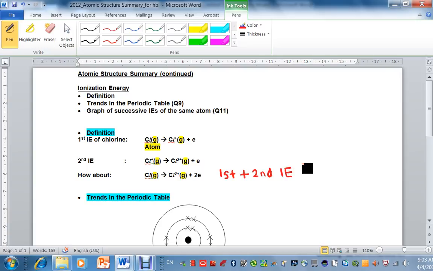I think you should be able to see that if I add these two equations up, the Cl+ will cancel out one another. So the net result is conversion of Cl to Cl2+.